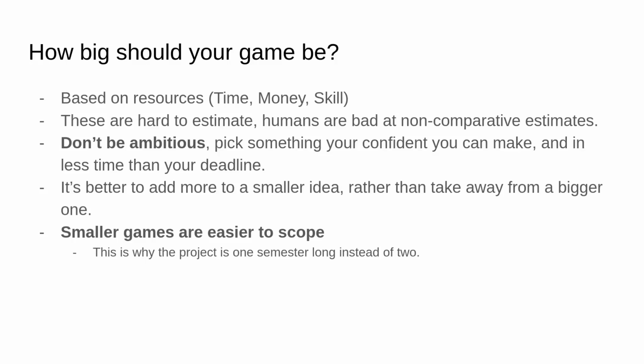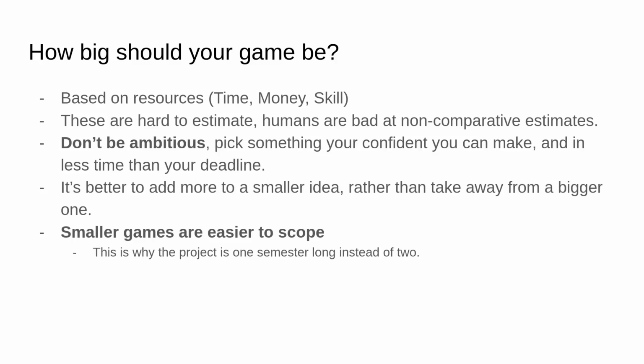As you get experience with scoping smaller projects, it becomes easier to then scope larger and larger projects because you have an idea of how long things take. This is why the project is 1 semester long instead of 2. Most people actually preferred to do a 2-semester long project, but we felt that keeping the scope smaller would lead to a higher chance of the projects being finished.